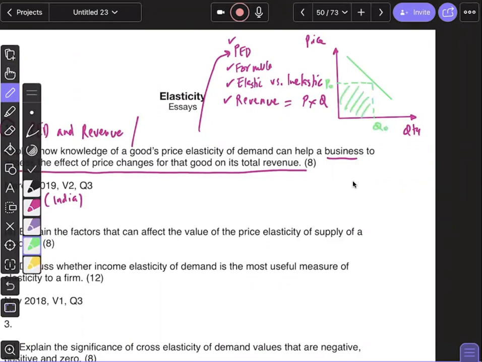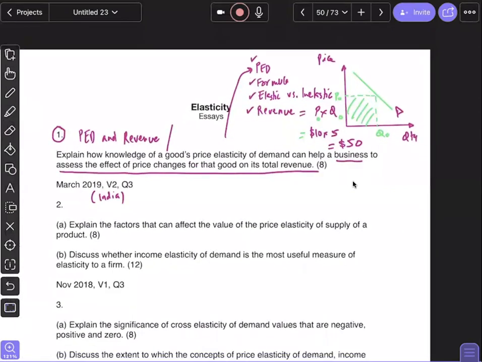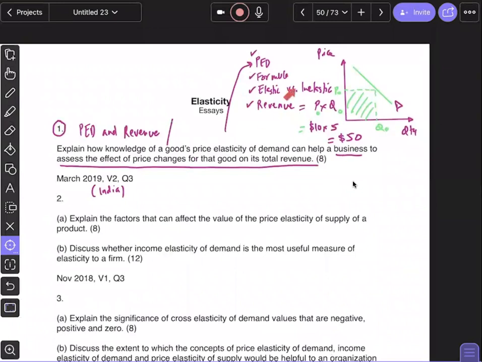And we can say that P naught times Q naught could be the revenue. So if price is $10 and let's say quantity is 5, you're looking at revenue of $50. Makes sense? So we can draw a diagram like this one. By the way, all of this will give me 4 marks. This is an 8-mark question. The definition, the formula, the revenue definition, the diagram, and so on.